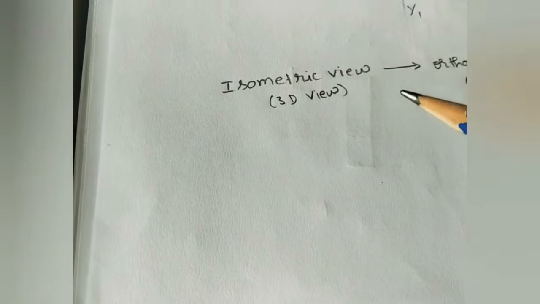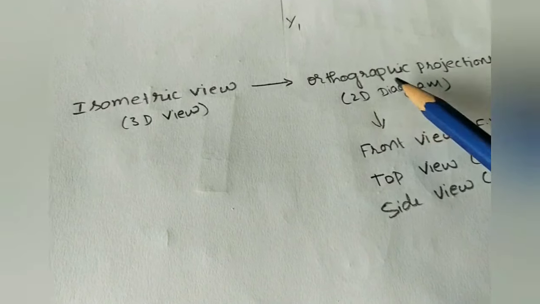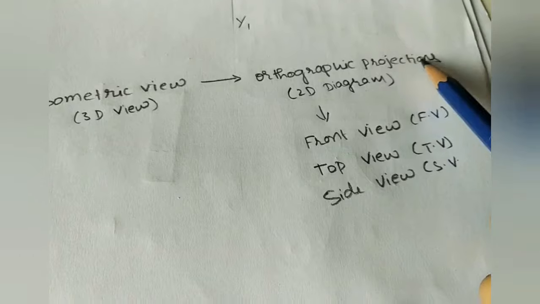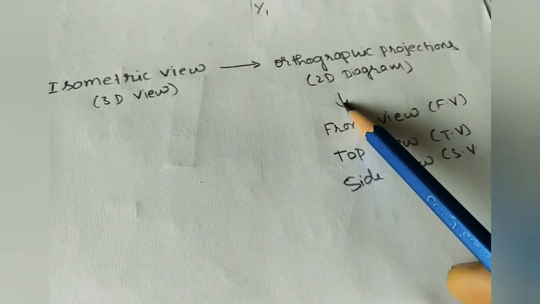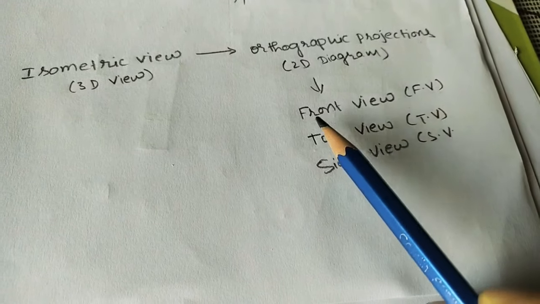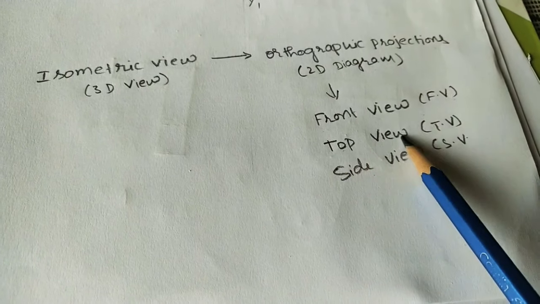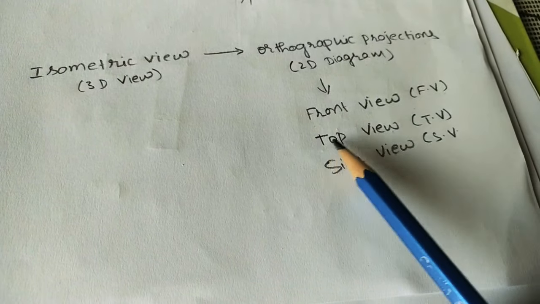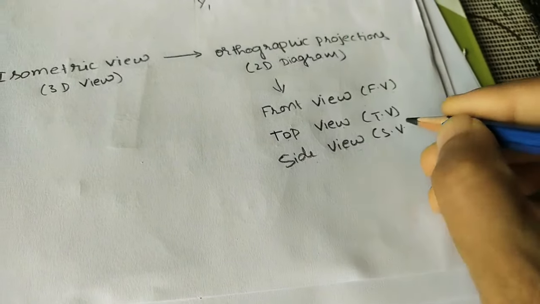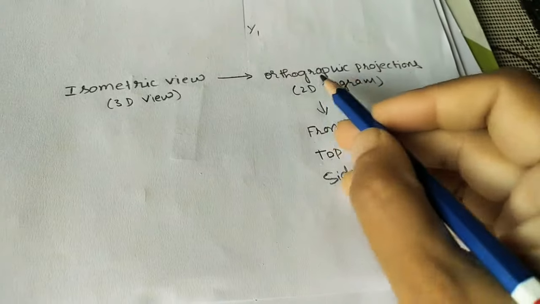So here, as I told, we can take this diagram as the isometric view or three-dimensional diagram. We are converting this into a two-dimensional diagram. In the textbook, the name for a two-dimensional diagram is orthographic projections. In orthographic projections, we have three types of views: front view of the object, FV; top view of the object, TV; and side view of the object, SV. So these three views we are doing in orthographic projections.